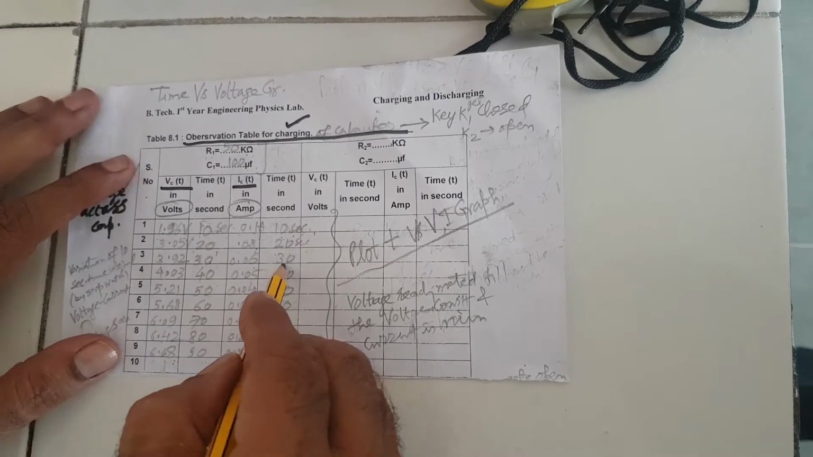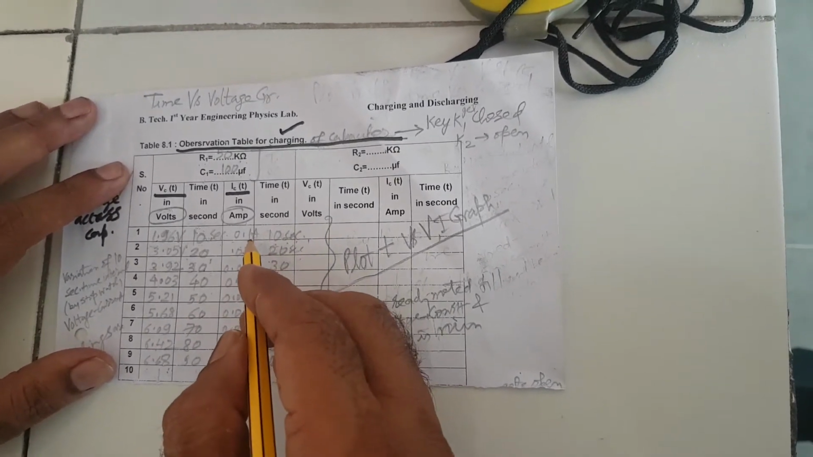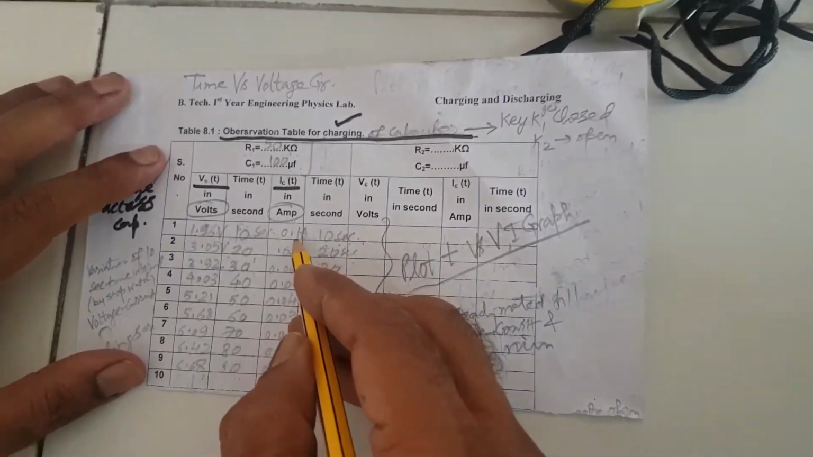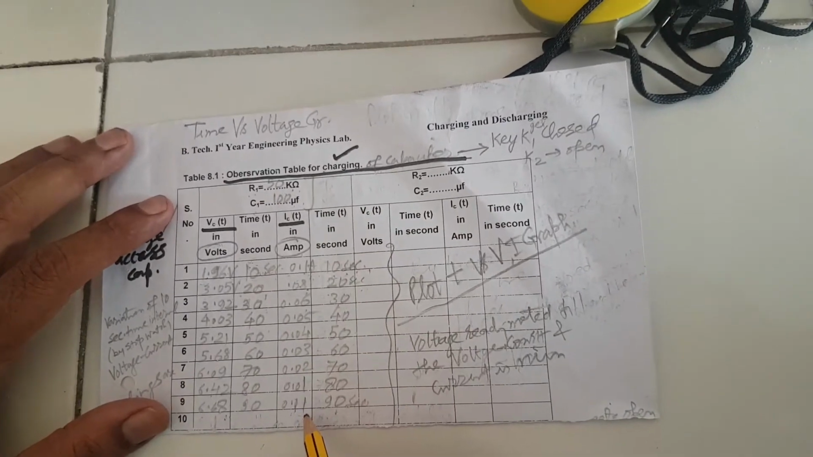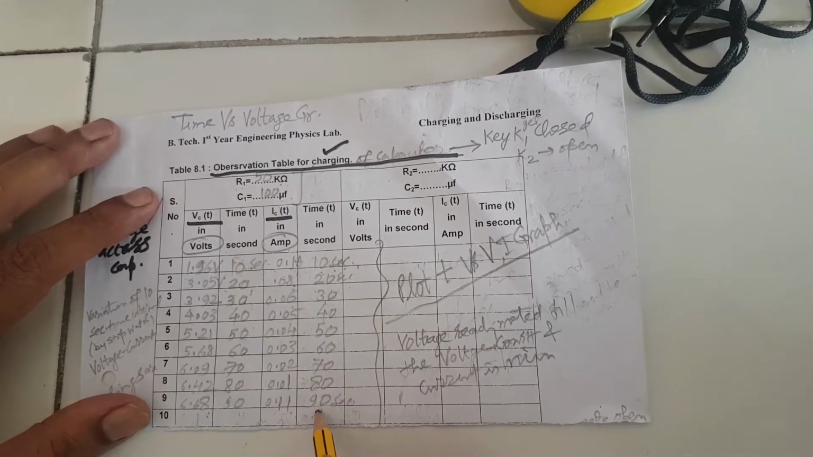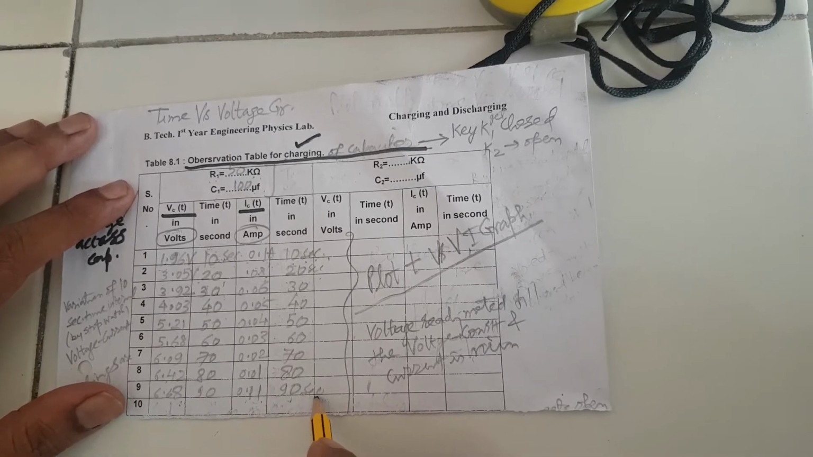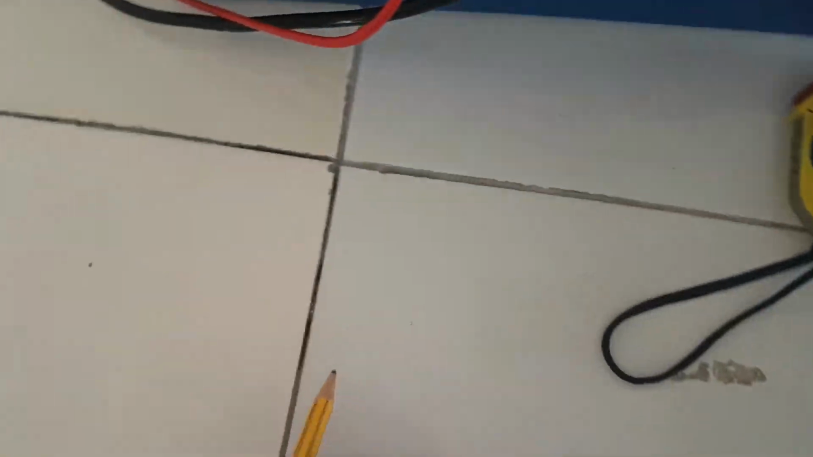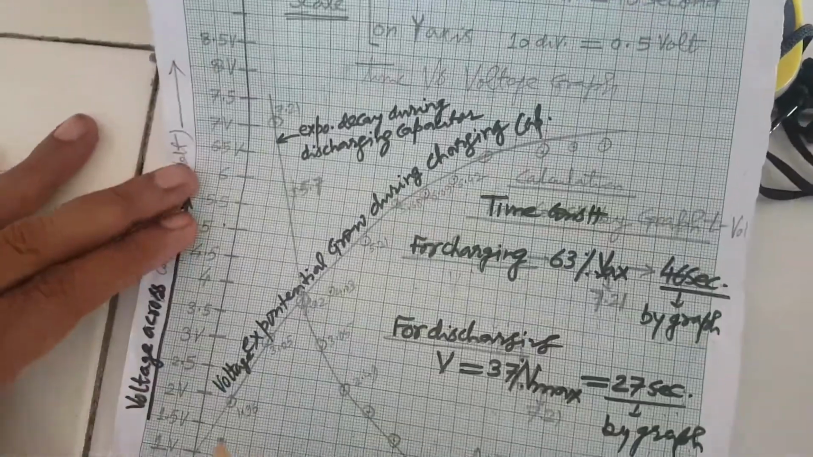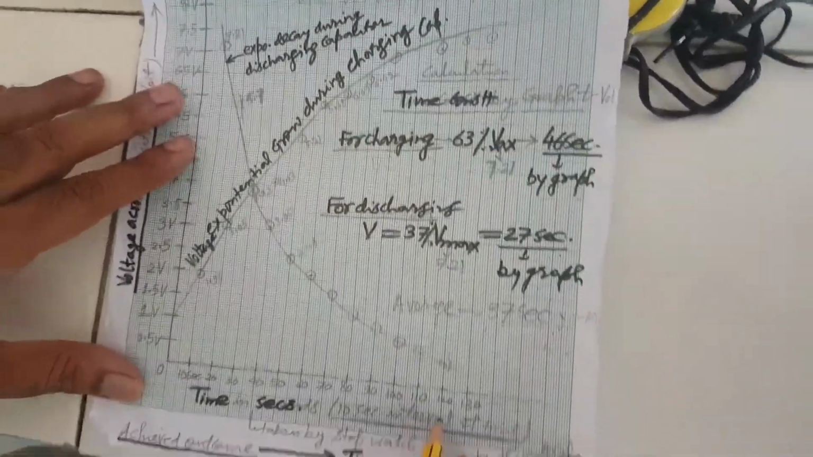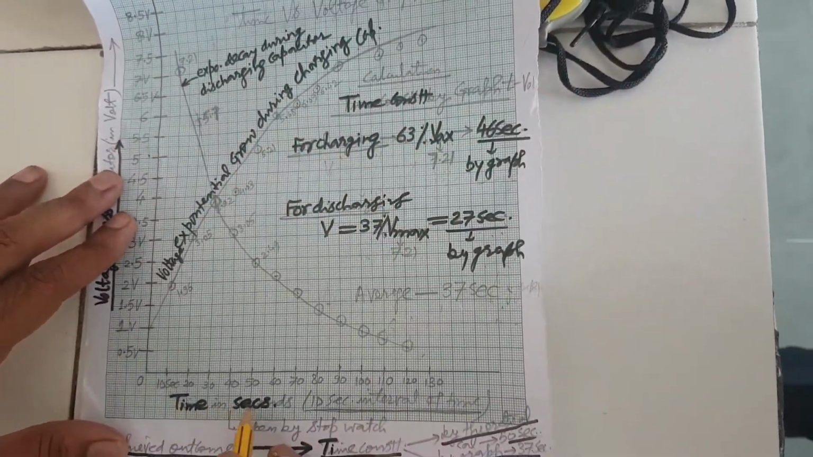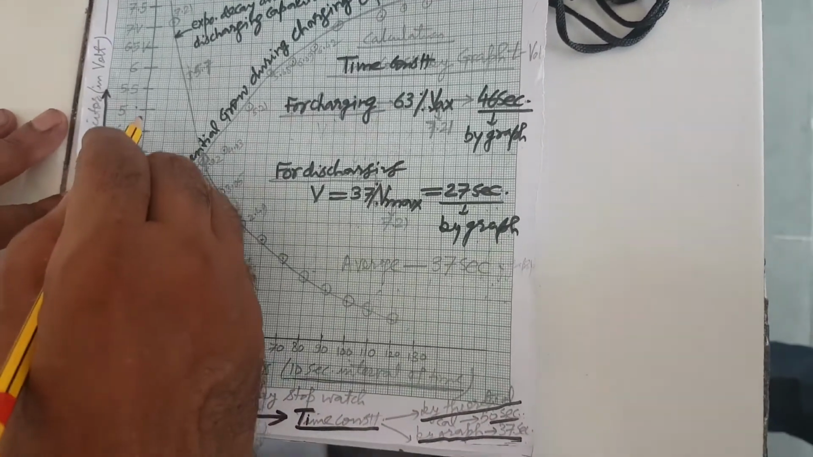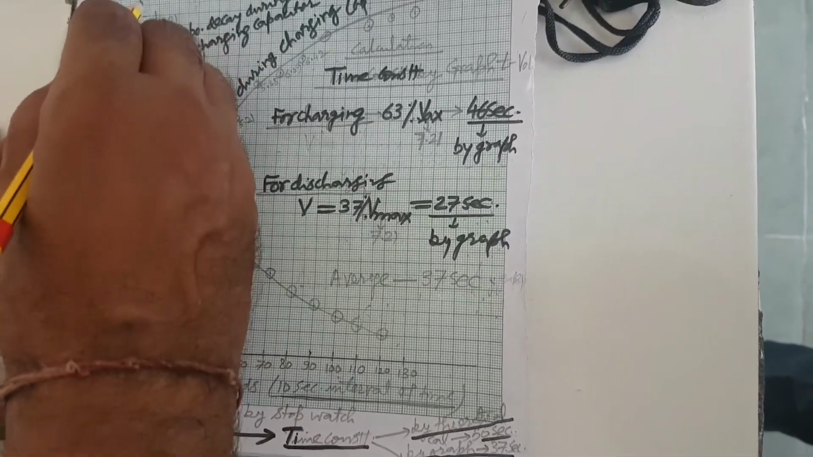So what happens? The observation is that the current is maximum at 10 seconds, gradually decreases, and becomes constant at the maximum time interval of 90 seconds. By these observations I have plotted the graph of time versus voltage. Time is taken on the x-axis in intervals of 10 seconds, and the voltage across the capacitor is taken on the y-axis.